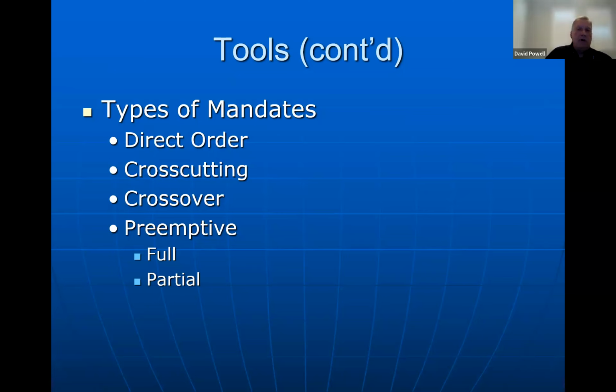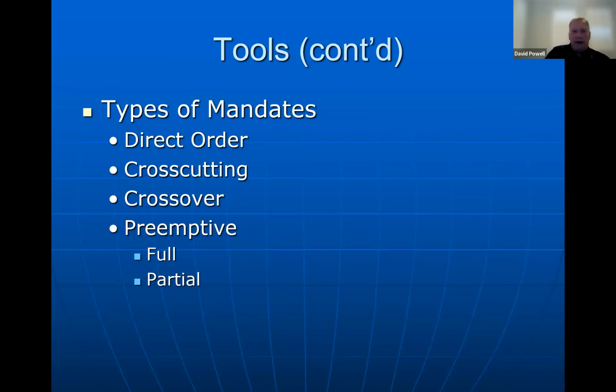Second category of mandates are what are called cross-cutting mandates. And they're called cross-cutting mandates because they are orders that cut across several different policy areas. So a classic example of a cross-cutting mandate is anti-discrimination. So you may not discriminate in the areas of voting. You may not discriminate in the areas of housing, in the areas of education, in the areas of employment. It cuts across all of those different policy areas. Hence the reason why it's referred to as a cross-cutting type of mandate. And again, anti-discrimination laws are the perfect examples of cross-cutting types of mandates.